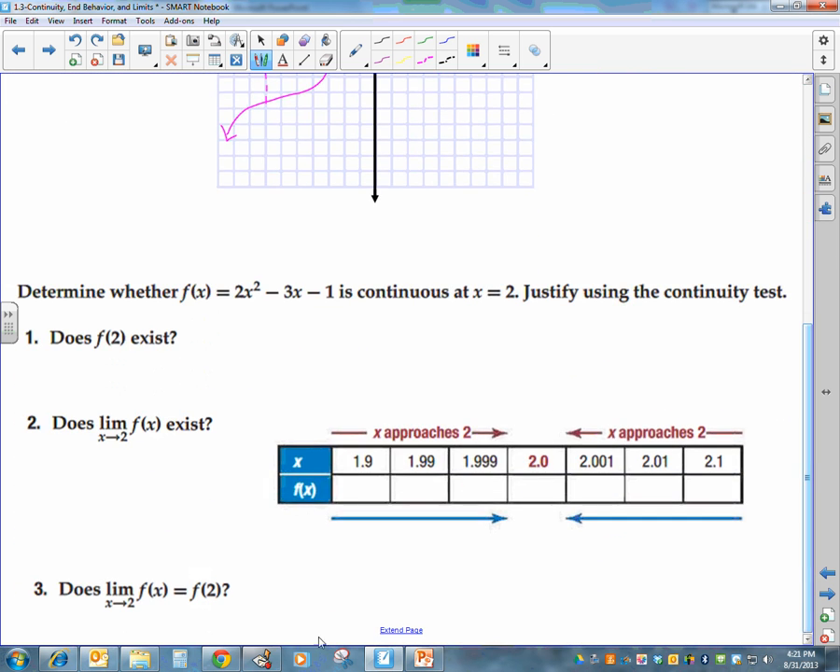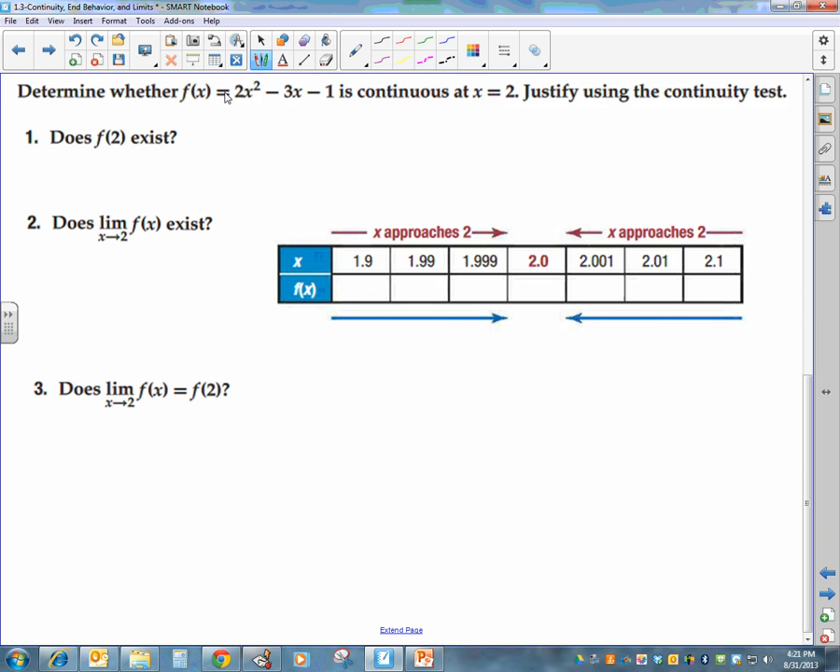First and foremost, we have: determine whether f of x equals 2x squared minus 3x minus 1 is continuous at x equals 2. Justify using the continuity test. So the first part they want us to do is, does the function exist? So I'm going to go plug in 2. That gives me 2 times the quantity of 2 squared minus 3 times 2 minus 1. And when I simplify that, I find out that f of 2 is equal to 1.